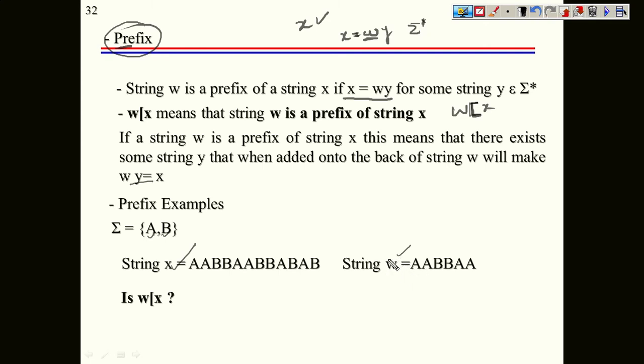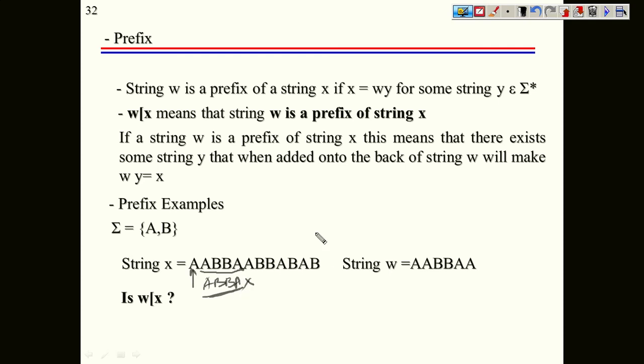This is one example of W. W can also be AAB. This is also a valid W. It can be AA. It can be A. It can be AABBA. So these are all examples of W. But we cannot say that W is ABBA. Though this is a valid pattern which exists here, it does not start from the very first character, so this is not a W. So whenever we say a prefix, it must always start from the very first symbol and must match with the given text.